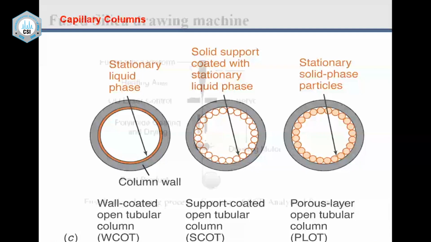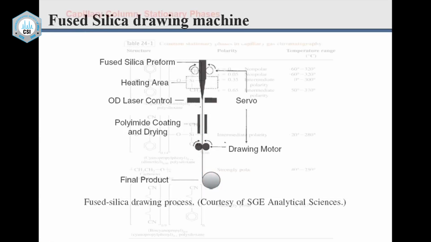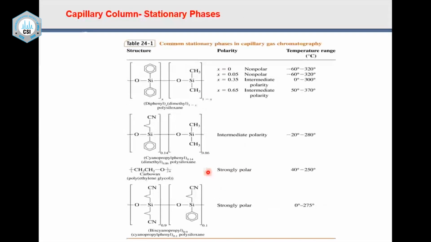Again, this is how the capillary columns are prepared. Fused silica is drawn and passed through the drawing motor, and when it is heated, it melts slightly, so you can give a particular shape to it, and the final product comes out as a capillary column. Okay, so capillary columns need to be made outside. These are the nature of the columns.